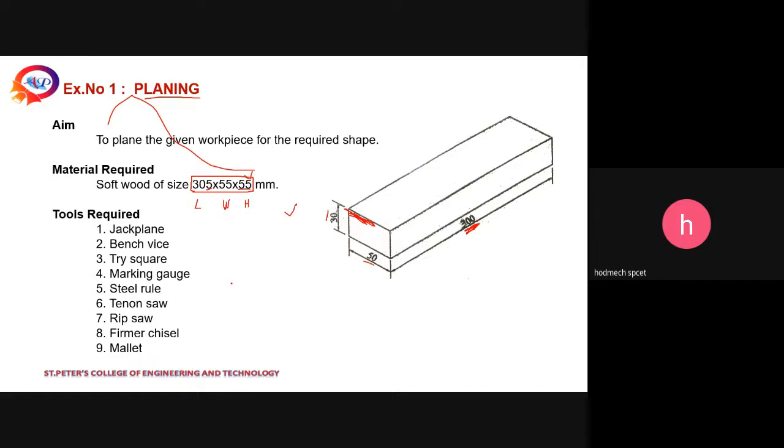So we will not give this the data actually. Whatever the data is there, I mean the piece is there, you have to measure. You have to measure what is the length of the piece, and what is the width and what is the height. You have to measure and write it. And what is the required dimension? It is marked in the diagrams. So as per the required dimension, you have to reduce all the values.